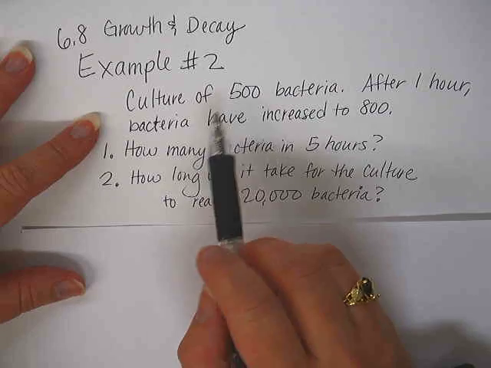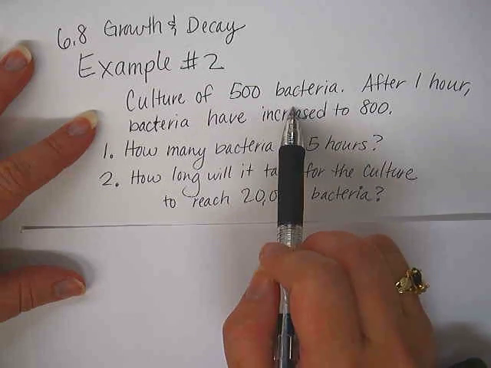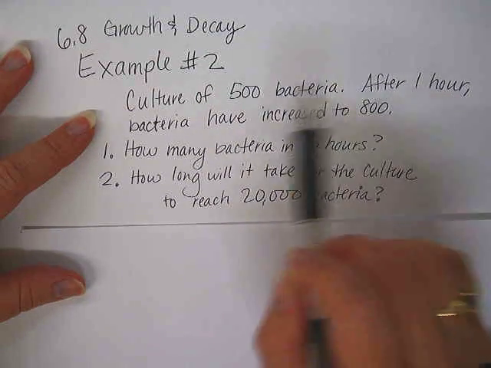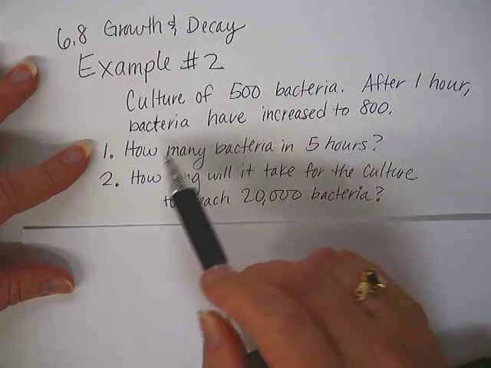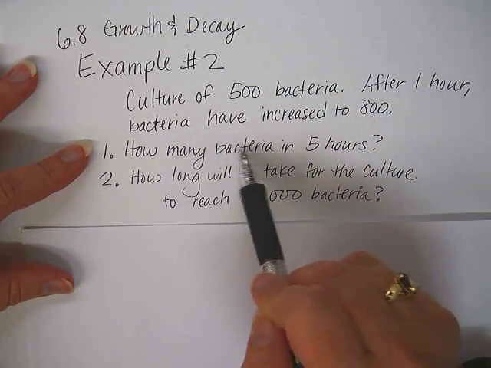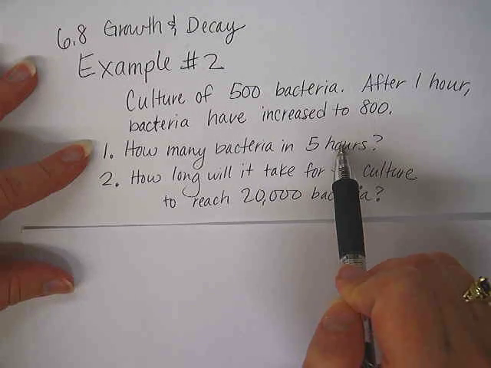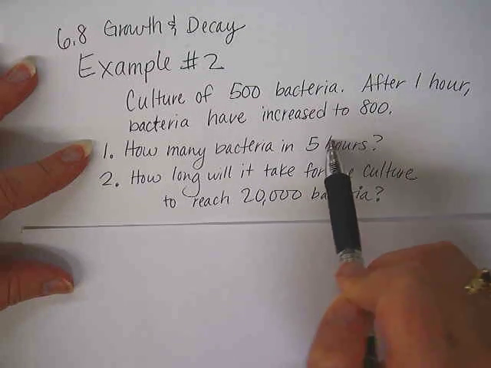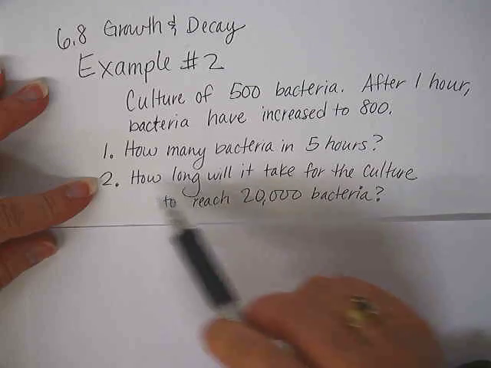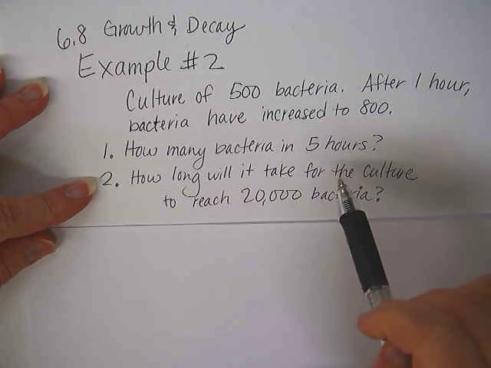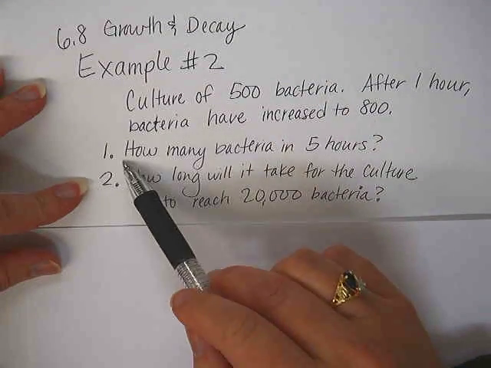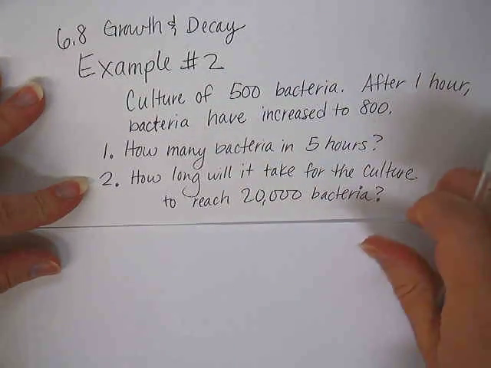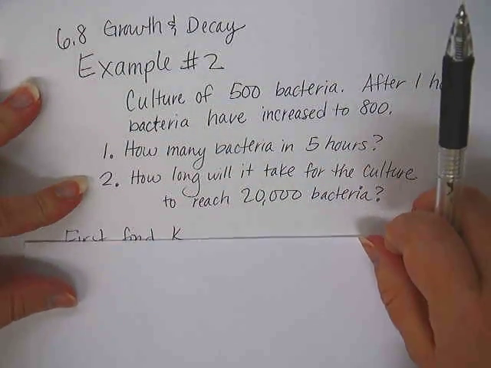For this example, it tells us that we start with 500 bacteria, and then after 1 hour the number of bacteria has increased to 800. We have two questions we want to answer. How many bacteria will there be after 5 hours? So after 1 hour there's 800, how many after 5 hours? And number two, how long will it take for that culture of bacteria to reach 20,000? Before we do either of these questions though, we have to find k, our constant.